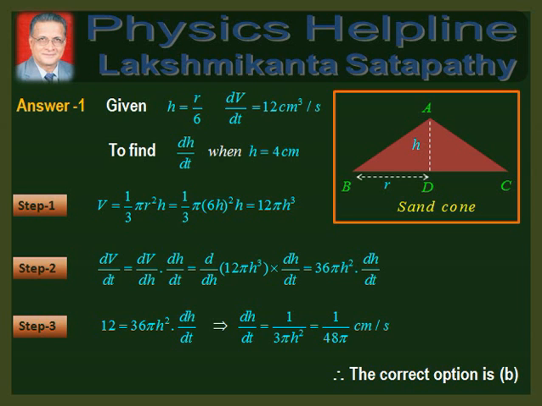In the third step, we put dV by dt is equal to 12 cm cubed per second, which is constant. Therefore, we have 12 is equal to 36 pi h square into dh by dt, which implies dh by dt is equal to 1 by 3 pi h square. Therefore, when h is equal to 4 centimeters, we have dh by dt is equal to 1 by 48 pi centimeters per second. Therefore, the correct option is B, which is the answer to question 1.